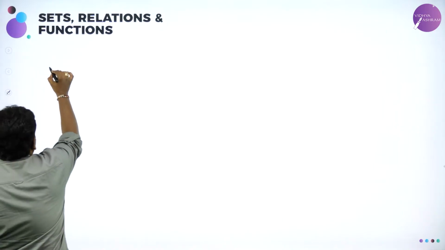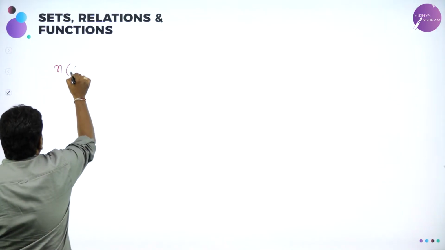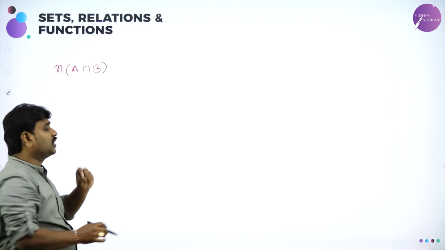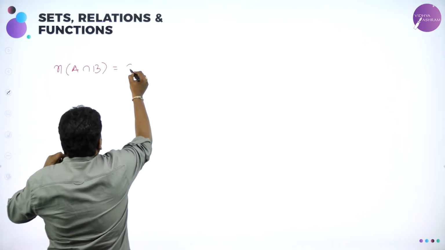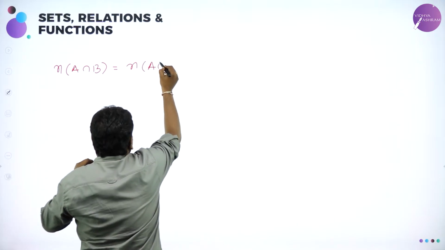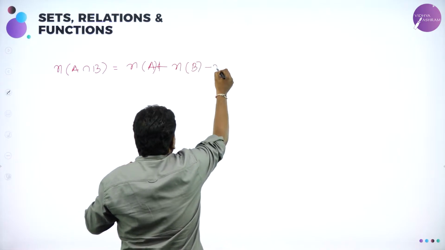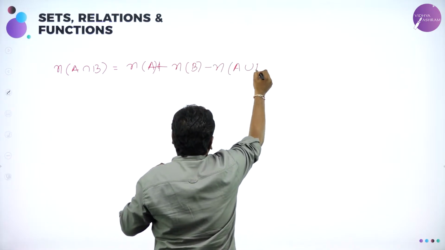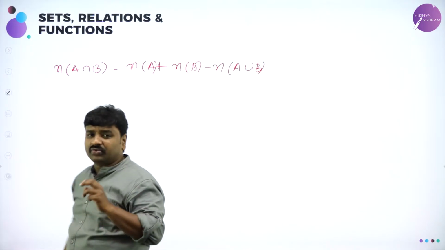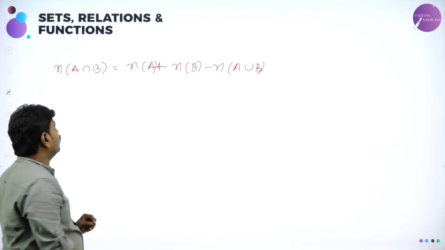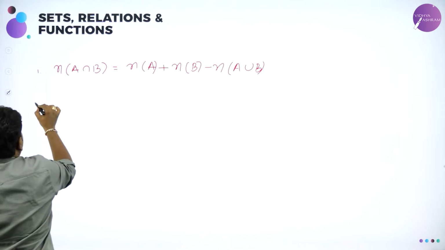Now my dear students, we have a relation called n of A intersection B. Please concentrate and make a note of this formula. What is n of A intersection B? N of A plus n of B minus n of A union B. Cardinal number relation: n of A intersection B is n of A plus n of B minus n of A union B.